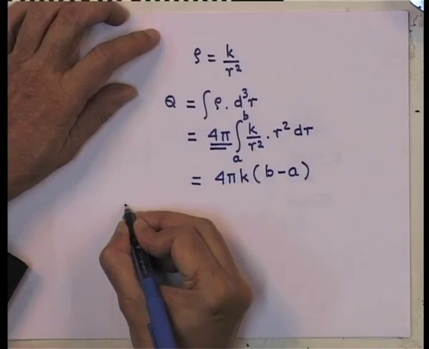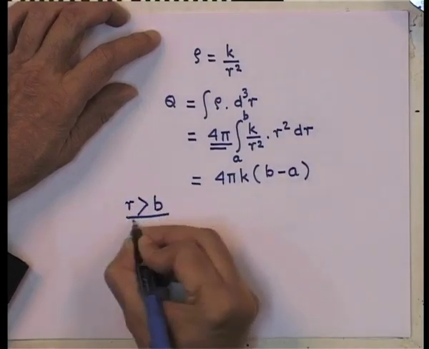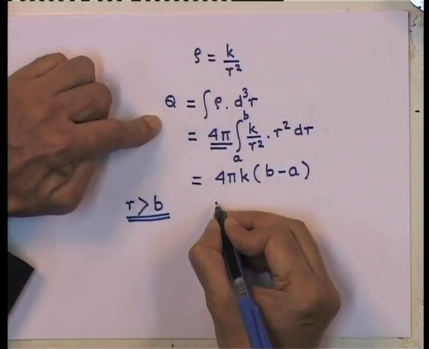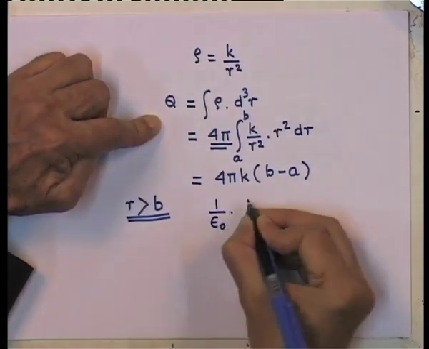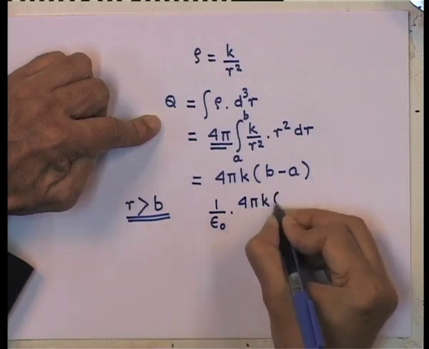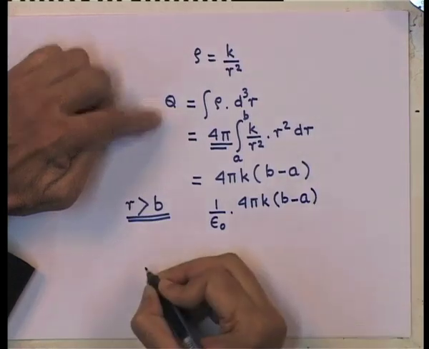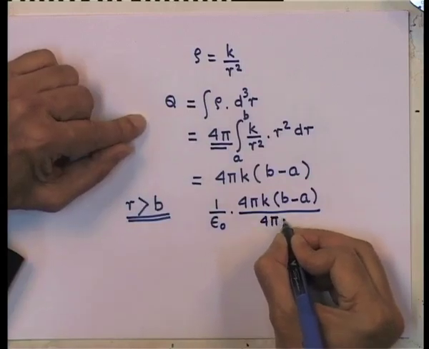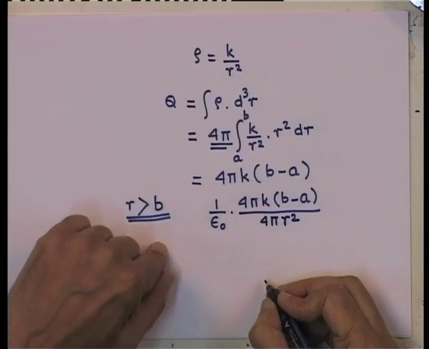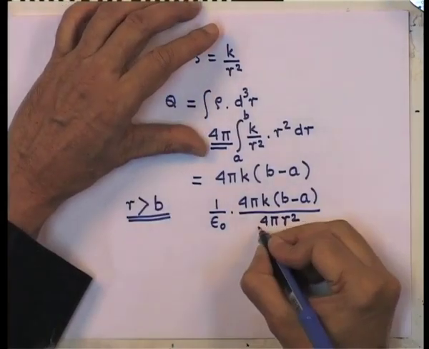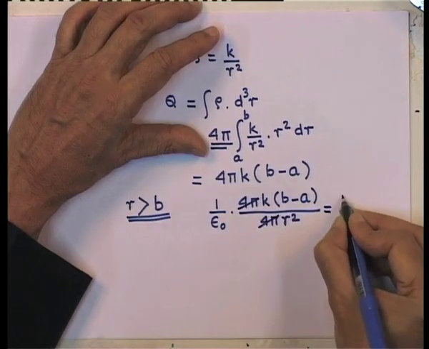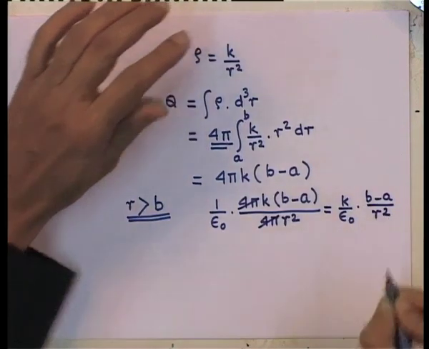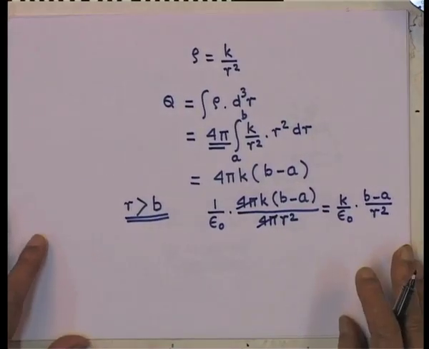So, if I am looking at radius r greater than b, the directions are all radial. So, the magnitude of the electric field will be 1 over epsilon 0 times the amount of charge enclosed, namely the whole charge, 4 pi k (b minus a), divided by 4 pi r square, that came from that E dot ds. So, the 4 pi will cancel out, and you will be left with the expression k by epsilon 0 into (b minus a) by r square. So, once again, it is as if the entire amount of charge is concentrated at the origin.